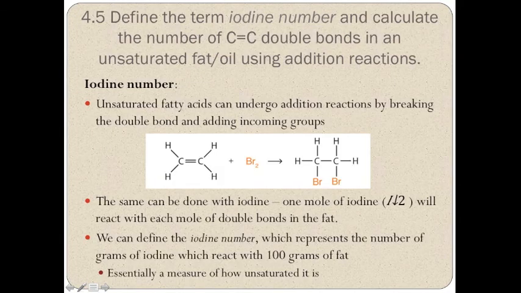Moving to iodine number, we can define it as the number of grams of iodine which reacts with 100 grams of fat. This essentially serves as a measurement of how unsaturated a molecule is. These unsaturated fatty acids can undergo addition reactions by breaking the double bond and adding incoming groups. On this slide, you can see an example of an addition reaction, with ethene reacting with bromine. This essentially is the same thing that we do with iodine number, except instead of bromine, we have iodine.